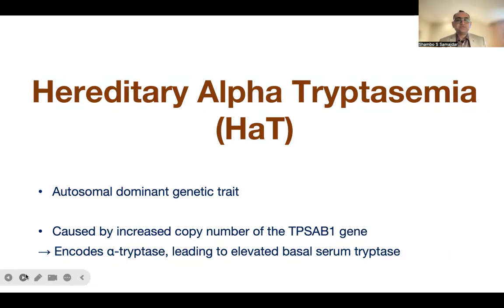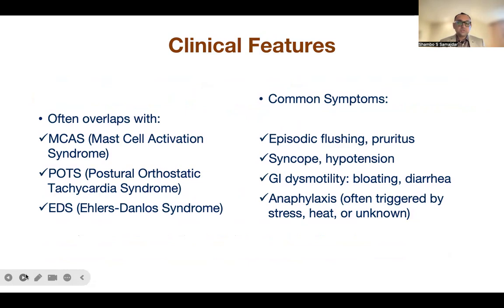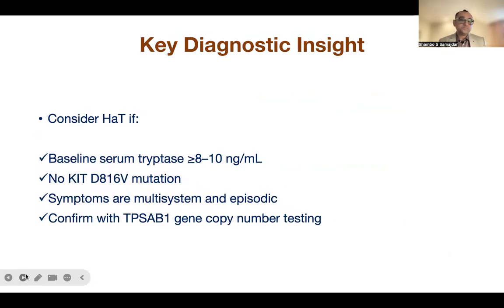And hereditary alpha tryptasemia is an autosomal dominant genetic trait, and we had talked about it. The cause is an increased copy number of the TPSAB1 gene, which encodes alpha tryptase, leading to elevated basal serum tryptase level. It often overlaps with mast cell activation syndrome, postural orthostatic tachycardia syndrome, and Ehlers-Danlos syndrome. There could be episodic flushing, pruritus, syncope, hypotension, bloating, diarrhea, and anaphylaxis, often triggered by stress, heat, or unknown causes.